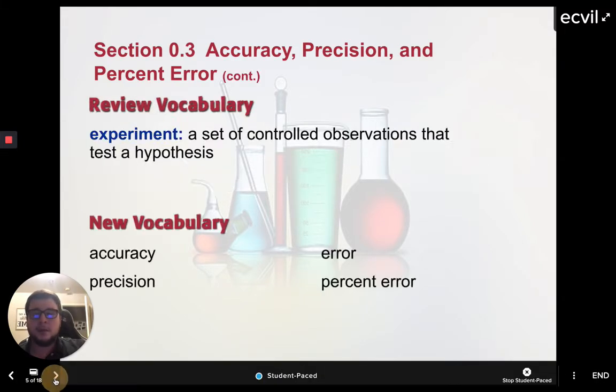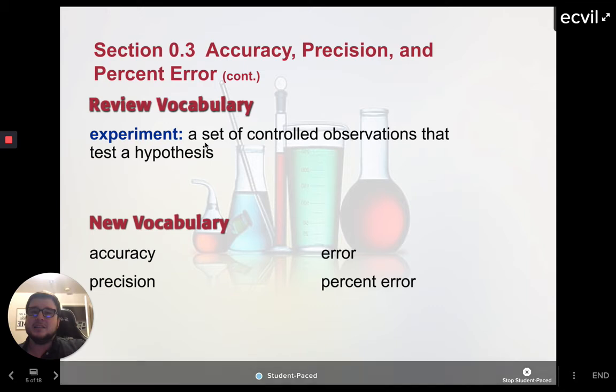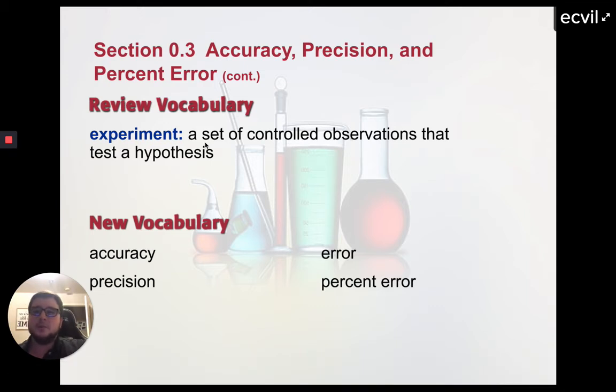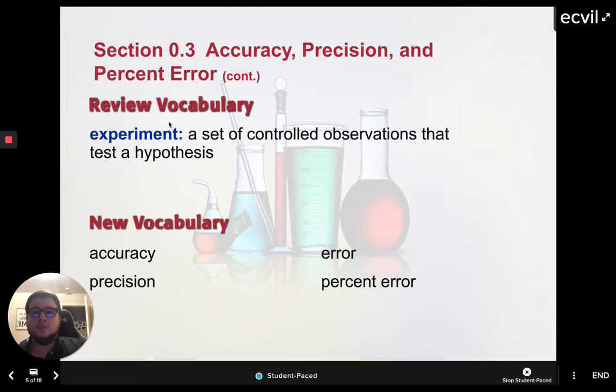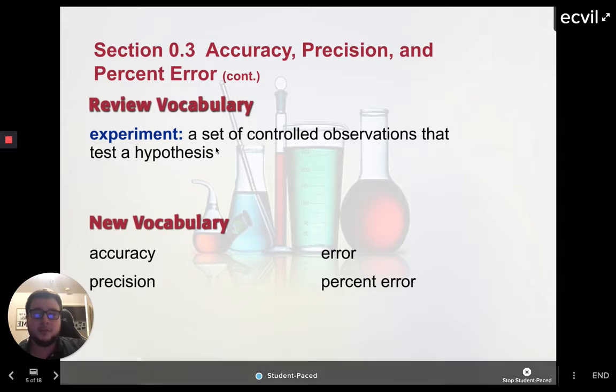Okay? Alright, so remember our review vocabulary. We talked about what an experiment was a couple of lessons ago. So an experiment is just a set of controlled observations that test a hypothesis. So when we do an experiment, usually we collect multiple trials worth of data. So we won't just measure something once and call it good. We'll measure it 2, 3, 4 times just to make sure that the results that we're getting are consistent and we didn't make a mistake somewhere. So when we do an experiment, we take multiple measurements of the same thing. That way we can make sure that we're consistent.